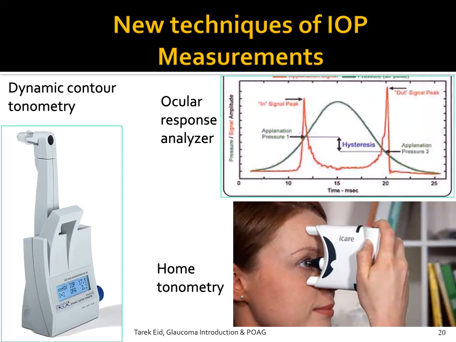There are some new modalities for intraocular pressure measurement that don't depend on the corneal thickness or corneal contour, like the dynamic contour tonometry, also the ocular response analyzer, which checks the corneal hysteresis, and there is now a home tonometer which can check the intraocular pressure by the patient himself.